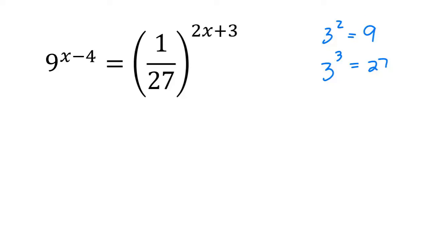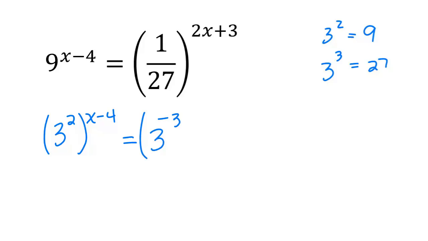So then my 9 is going to be 3 to the what power again? Second, but then that's raised to the x minus 4 power. And then that's going to equal my 27 as a base of 3. Because it's a fraction, my exponent has to be what? Negative. And so that's going to be 3 to the negative 3, raised to the 2x plus 3 power.